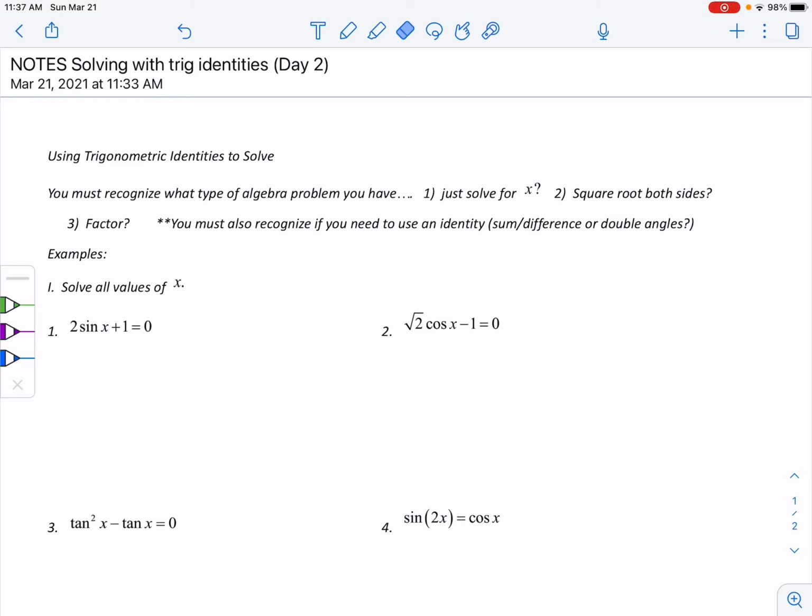Welcome to day 2 of solving trig equations using identities. These get a little more complicated than the first day, but you can handle it. One thing to highlight right here, it says you must also recognize the need to use an identity. Okay?